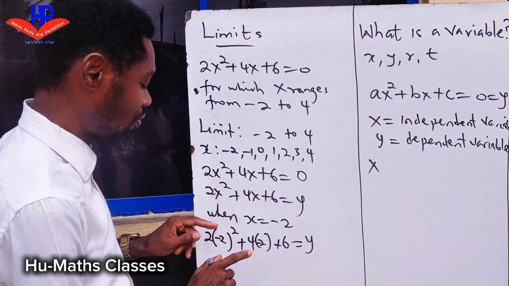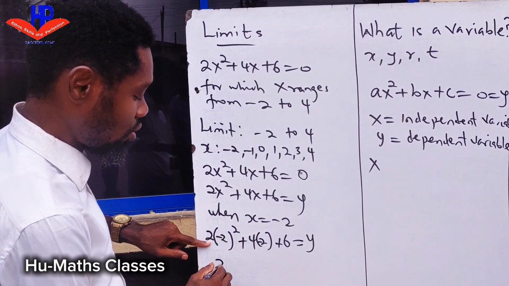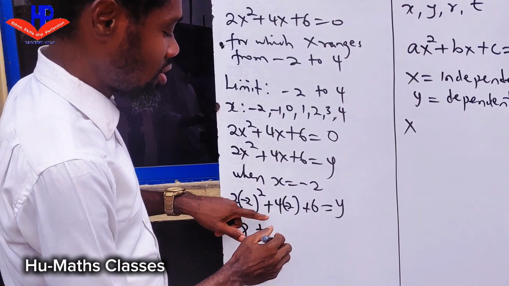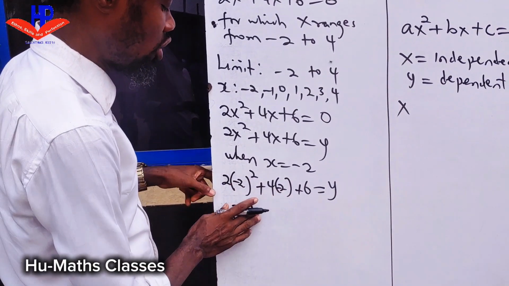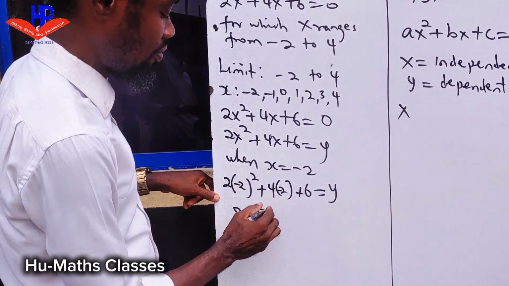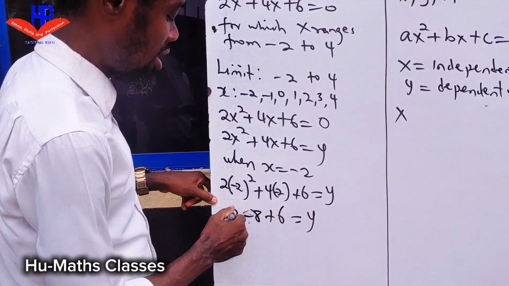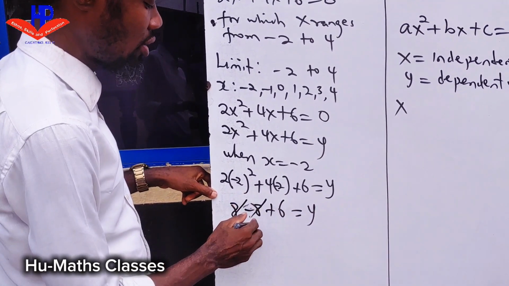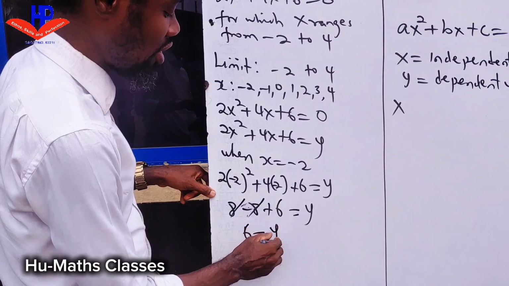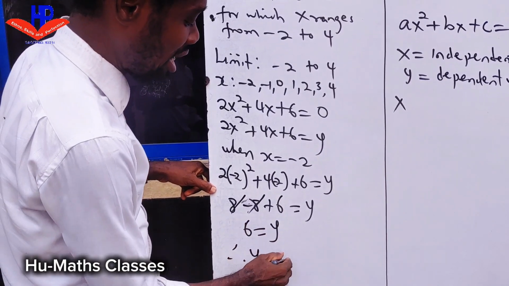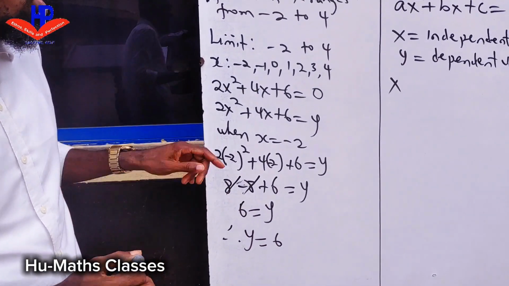-2 times -2 is 4. Times this 2 is 8. Plus 4 times -2, that will become -8. Then plus 6 is equal to y. 8 minus 8 is 0. So our y is equal to 6. You can now see that y is 6. So when x is -2, y is 6.